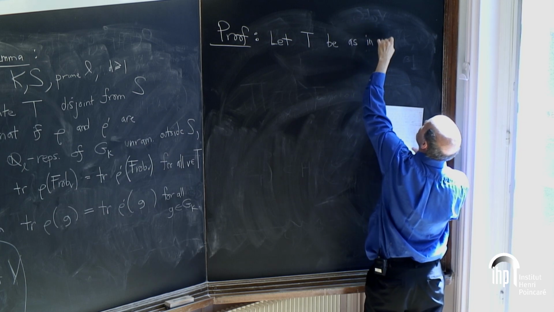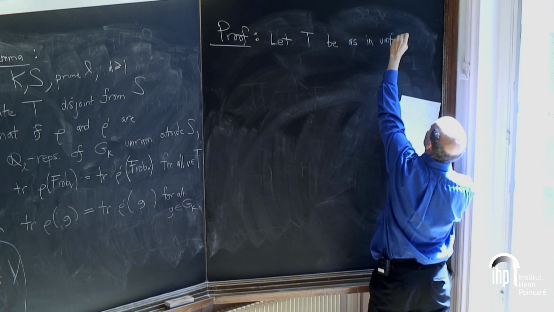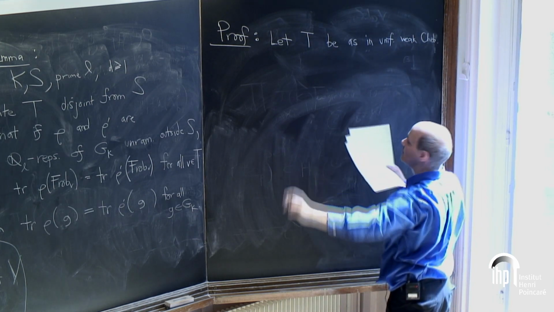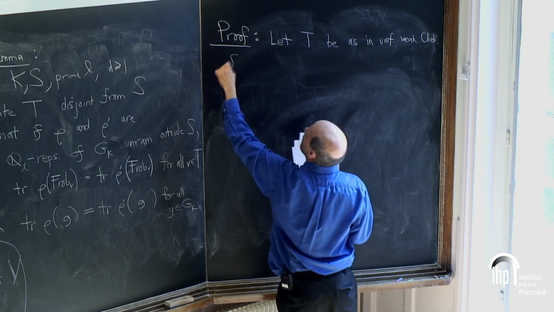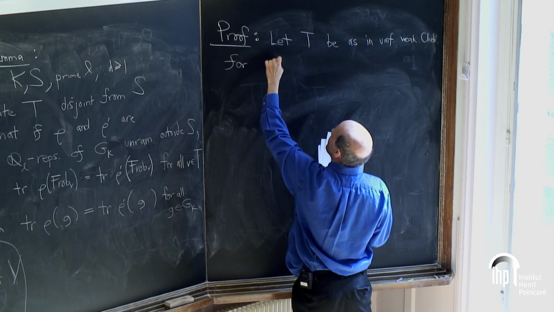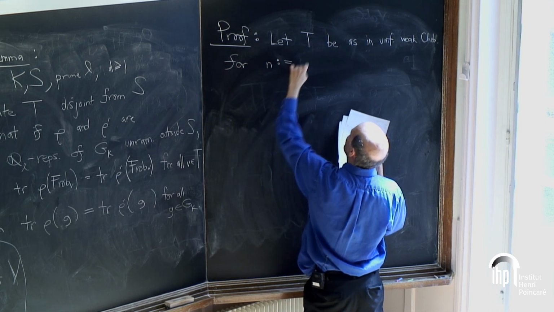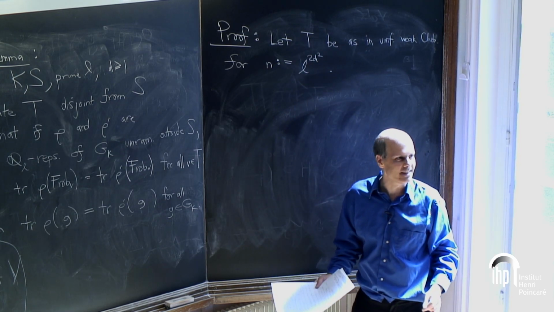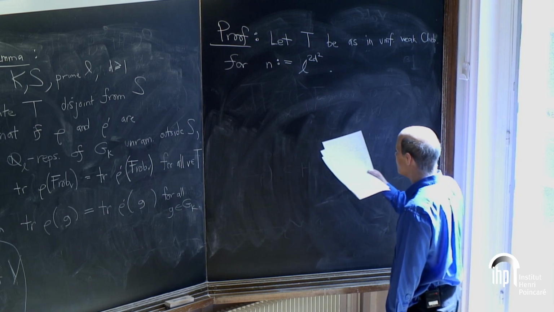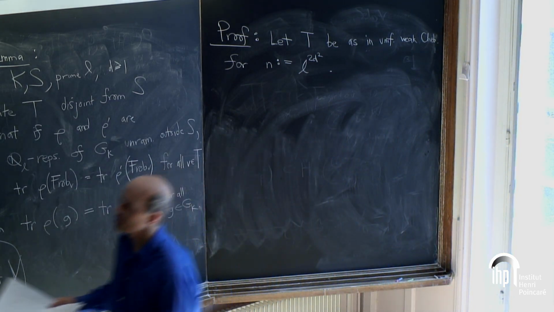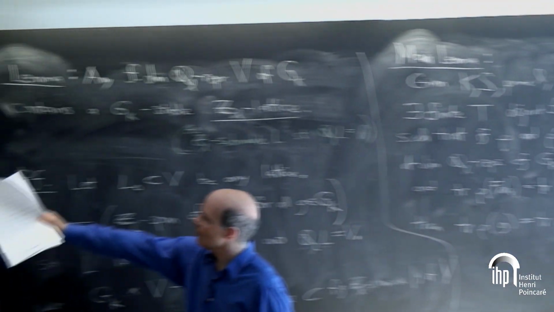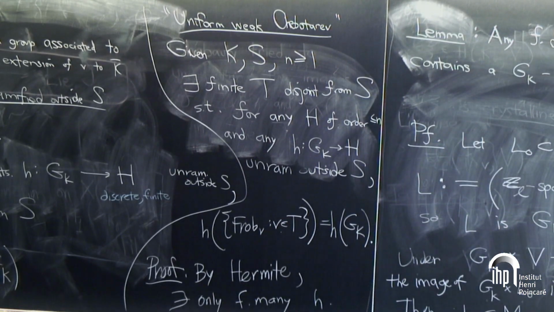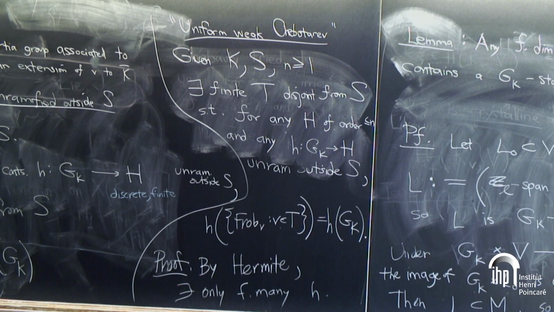Okay, so let T be as in the uniform Chebotarev density theorem, that statement I had over there. For the number n, I'll define n to be l to the 2d squared. It'll become clear later why I want such a big n. Now I get to know that this conclusion holds for homomorphisms to groups of order less than that. And I'm trying to prove the statement.